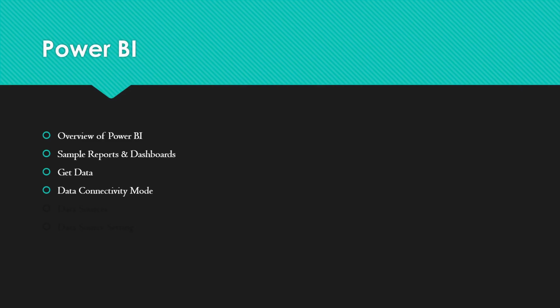Next we have the data connectivity mode, which will tell us how our data will be connected to the data source. Then we have the different kinds of data sources that Power BI offers. Next we will look into the data source settings. So let's get started with the overview of Power BI.